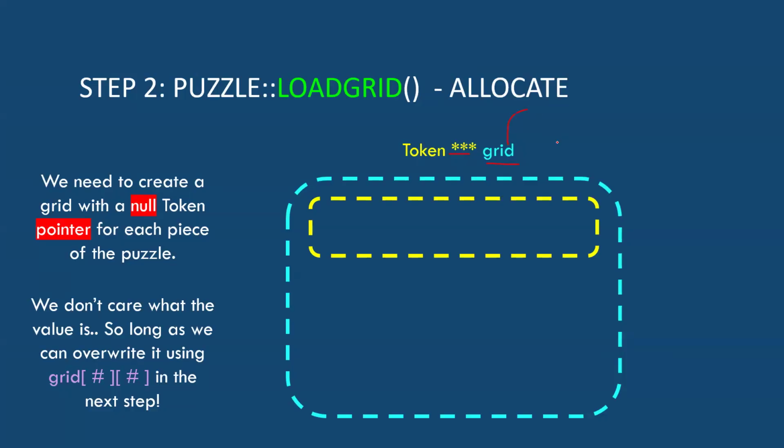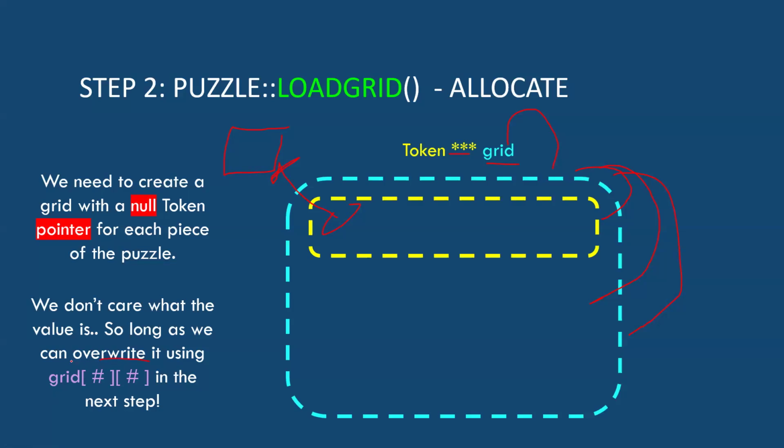So grid is going to point to some structure, which in turn is going to have array positions that are going to point to other structures. And each of those are going to point to ultimately our token piece. Okay, so that's where our third pointer comes from. And we'll see that in a picture here in just a second.